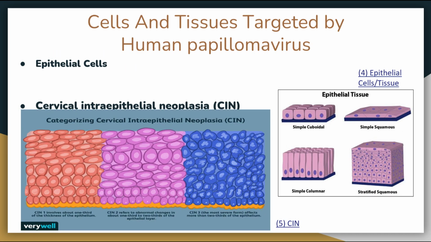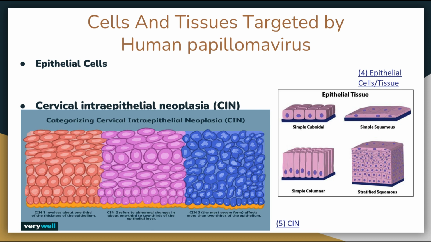Cells and tissues targeted by human papillomavirus. Epithelial cells perform a variety of functions that include protection, secretion, absorption, excretion, filtration, diffusion, and sensory reception. HPV will infect and replicate in squamous epithelium only. Cervical intraepithelial neoplasia, or CIN, can be found by a Pap test. It is most often caused by HPV, and there are different stages that categorize the CIN.